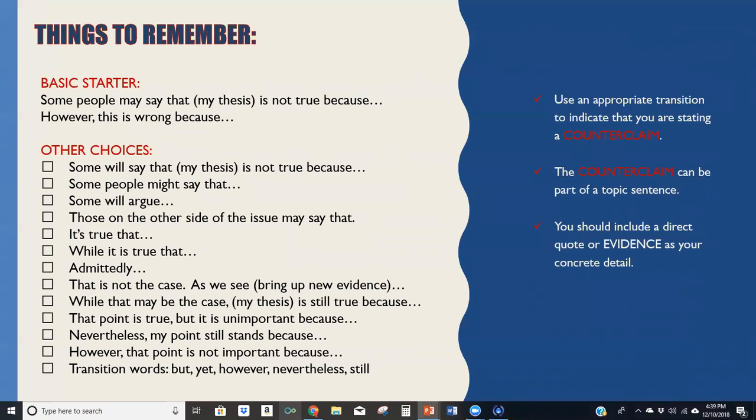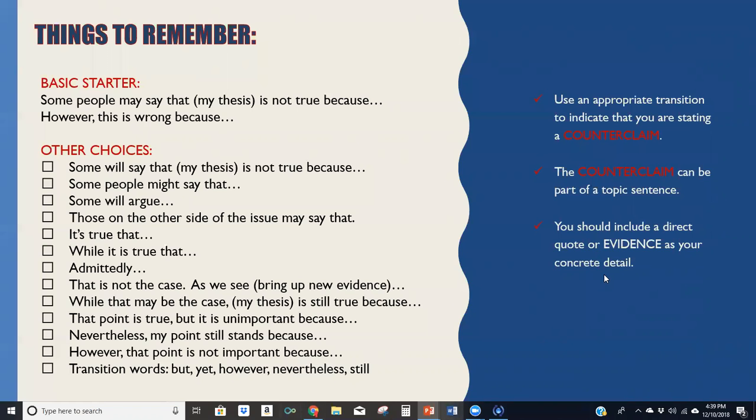The counterclaim is part of your topic sentence. I think students think it has to happen further down into the paragraph, but the best way to do it is to actually start right in there almost with your counterclaim rebuttal statement, your sentence starter statement, and then just lay it out there. It doesn't need to have all this build up. Just state what the other side says.